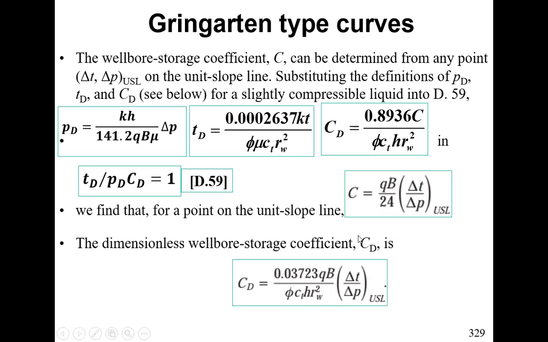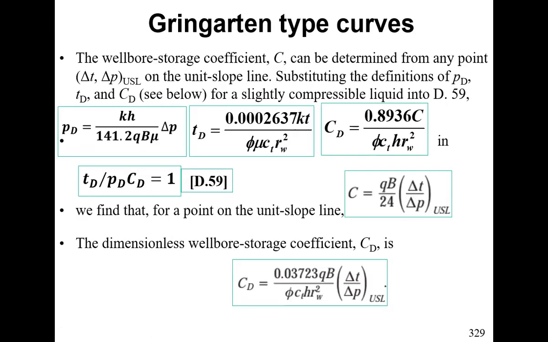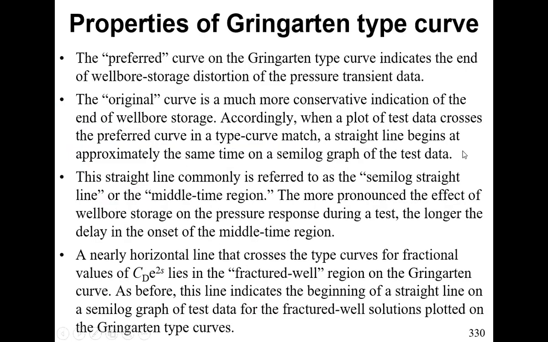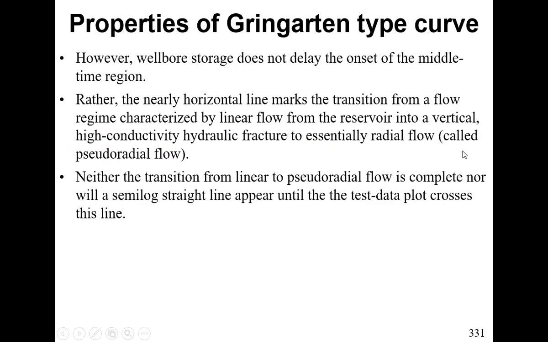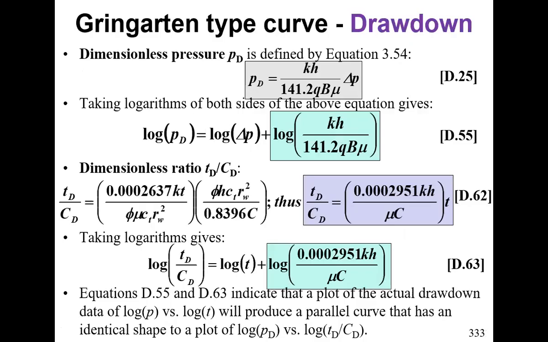Now, let me just mention that the test data primarily gives you pressure and time. So for the test data, you are not plotting the wellbore storage coefficient, but you see how it is obtained by using the Gringarten type curves. So I've already shown you figure TC2.